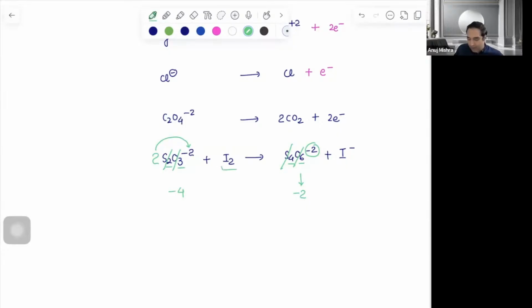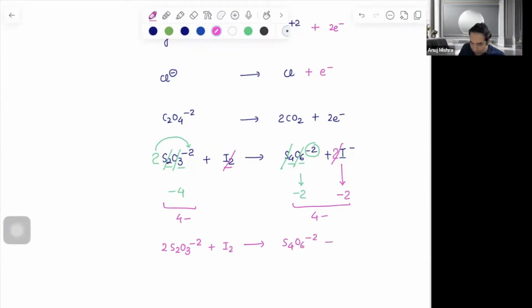Now I2 and I minus, how do you balance this equation? You will say I2, so I'll make 2I minus. I is balanced, but this is 2 negative. Total is 4 negative. Here also 4 negative. Now please check whether the equation is balanced or not. So what is the balanced equation? Finally, it should come out as 2S2O3 minus 2 plus I2 gives S4O6 minus 2 plus 2I negative.